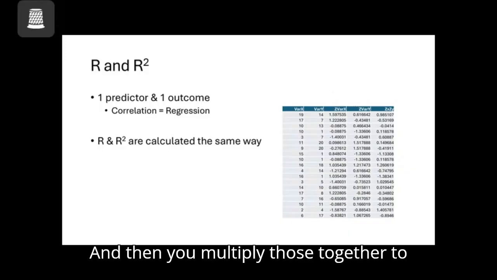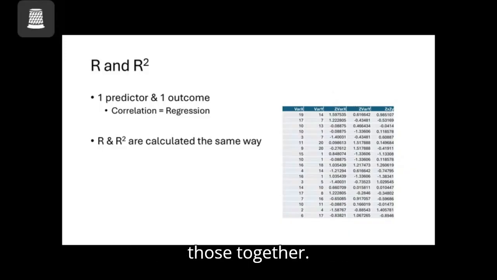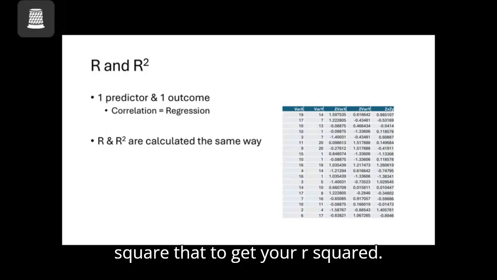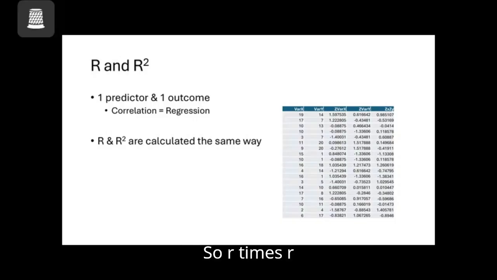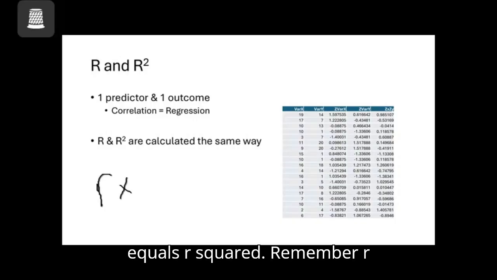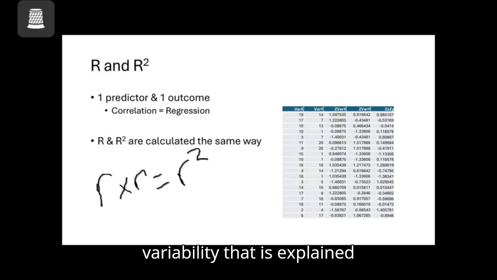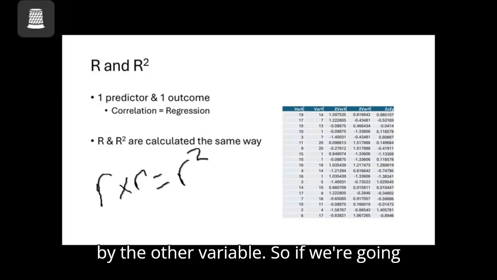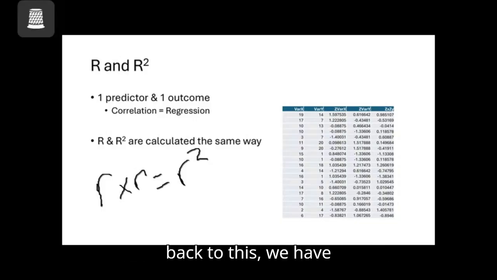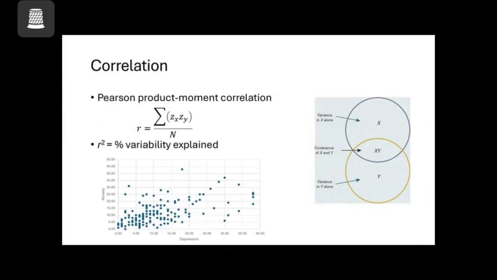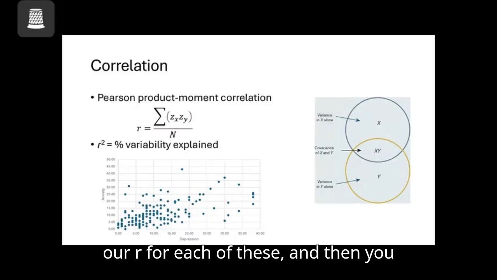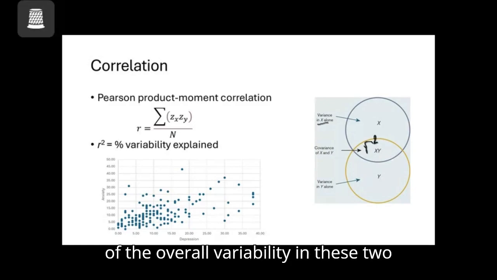And then you multiply those together to see how that comes out, and then you add those together, and that is your R. And then you square that to get your R squared. So R times R equals R squared. And remember, R squared is your percentage of the variability that is explained by the other variable. So if we're going back to this, we have our R for each of these, and then you multiply them together for your R squared, and that tells me how much of the overall variability in these two variables is explained by the other variable.